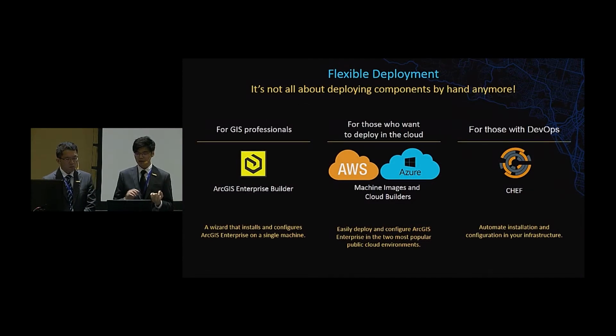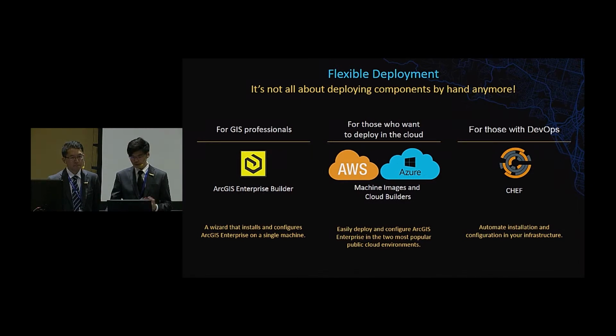I also want to touch on some alternative approaches for installing your components, over just running separate individual installer files. So with 10.5.1, the ArcGIS Enterprise Builder is included that will take care of setting up your base deployment on a single machine for you. Cloud deployment to Amazon Web Services and Azure is very straightforward, using template images and cloud builder apps to walk you through the process, including deploying to multiple machines.